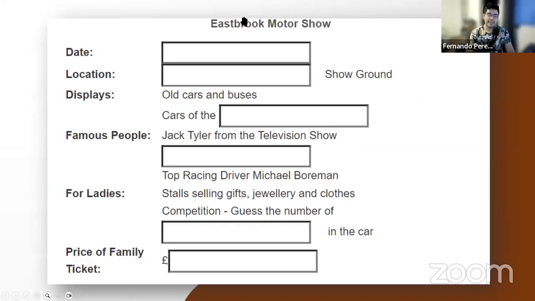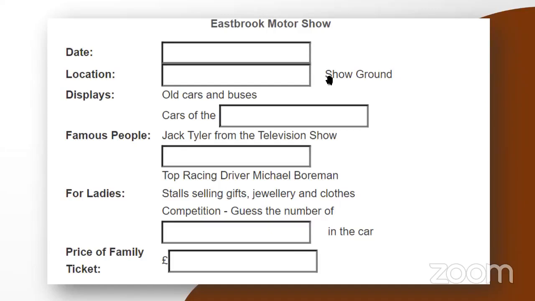It says Eastbrook Motor Show. Do you know what is a motor show? No, but I think so. What do you imagine is a motor show, Jamil? Maybe it's a show about cars or maybe crusher cars. I don't know if crusher is okay. Like crasher? What do you mean with crasher?